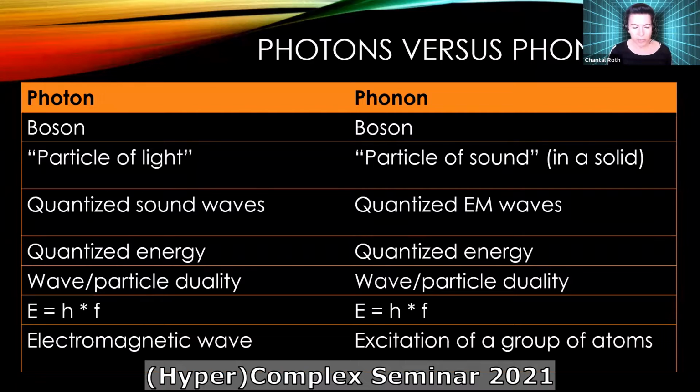There are a lot of similarities between photons and phonons. Both are bosons, both are quantized and behave like particles or as waves. They have the same description in terms of quantum mechanics. So given the similarities, doesn't it make you wonder if maybe photons are more similar to phonons than we may think? And maybe this is not such a crazy idea.